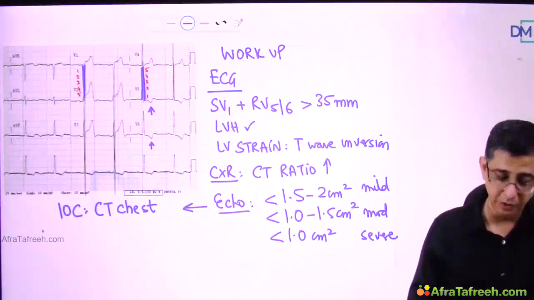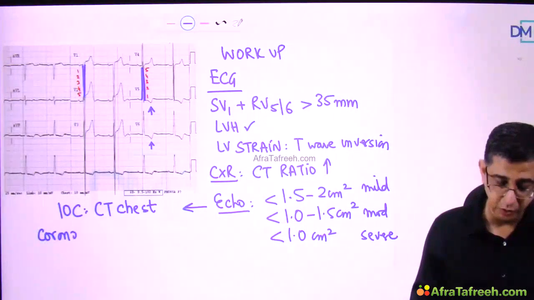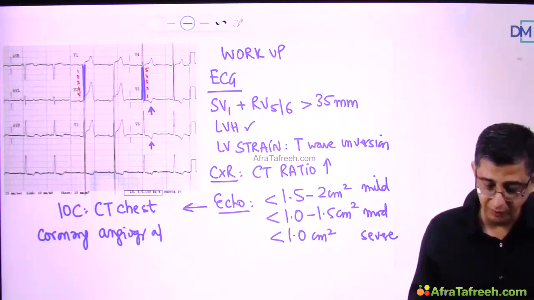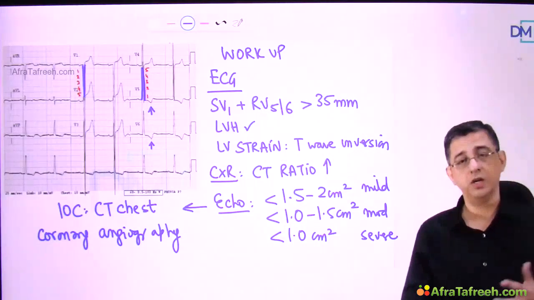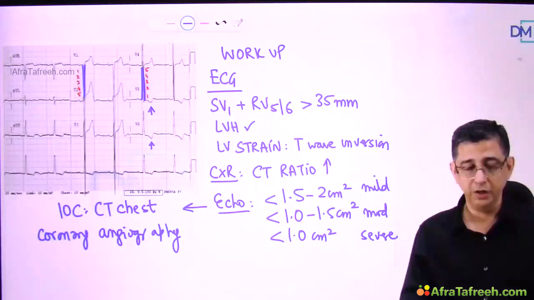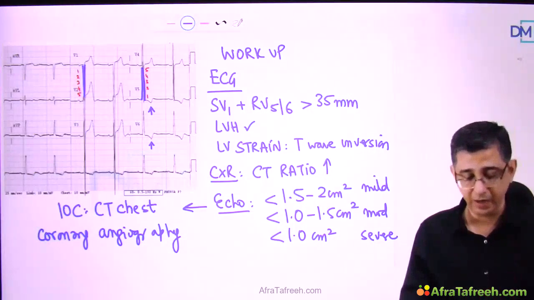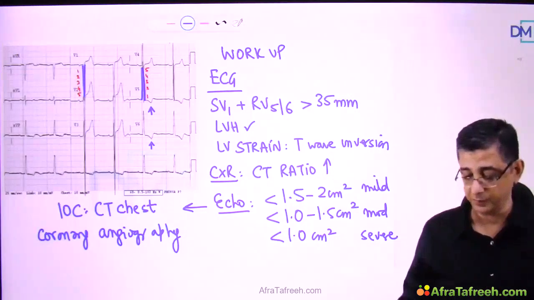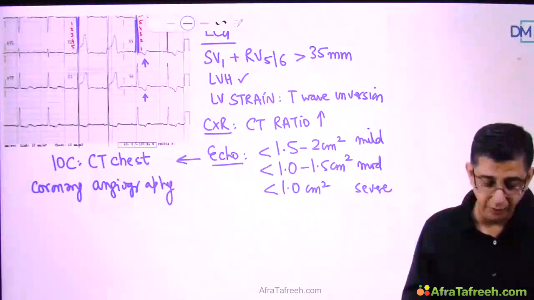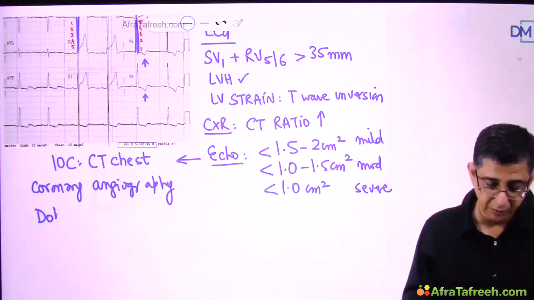Because a lot of these patients will also be having triple vessel disease due to old age, a coronary angiography should be done in these patients, especially to evaluate whether there is a requirement of coronary artery bypass grafting, because we can do both the procedures simultaneously, that is an aortic valve replacement plus a CABG, that is a coronary artery bypass grafting.